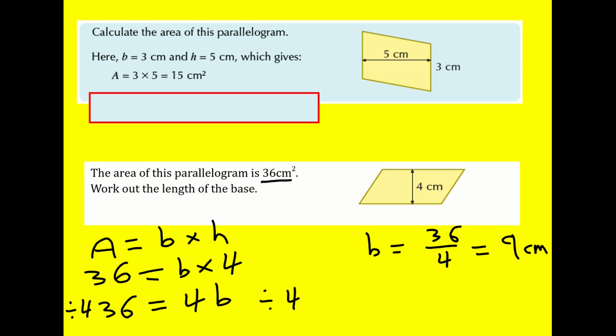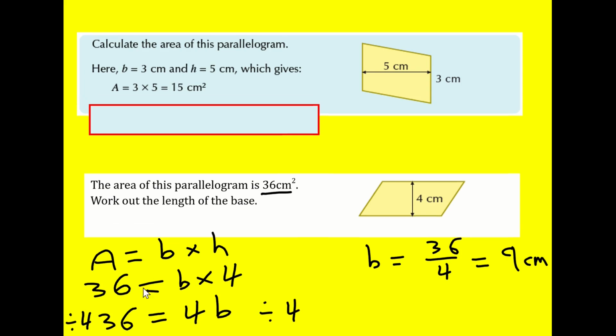You might have done this problem simply by thinking, what do I multiply 4 by to give 36? And you might have tried doing it that way. But I think this is a powerful way that is worth getting into and understanding for more complicated problems in particular. Okay, so that is it.